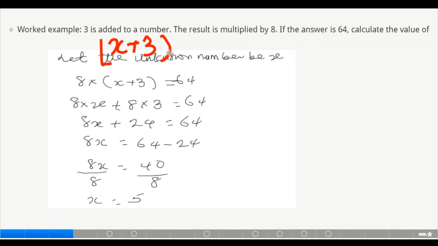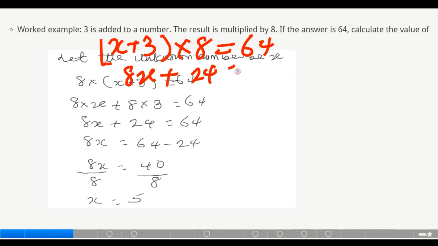Okay. Now the result is multiplied by what? By 8. Multiply it by 8, and our answer is what? 64. So we need to get x. Now for us to get x here, we have to open the bracket by multiplying 8 with what we have in the bracket, which is x plus 3. So we have 8 multiplied by x to give us 8x plus what is 3 times 8? That's 24 equals 64.